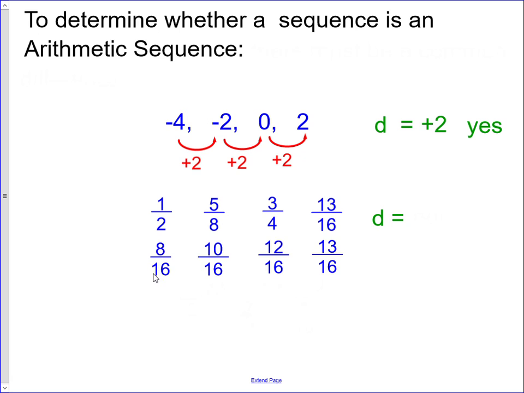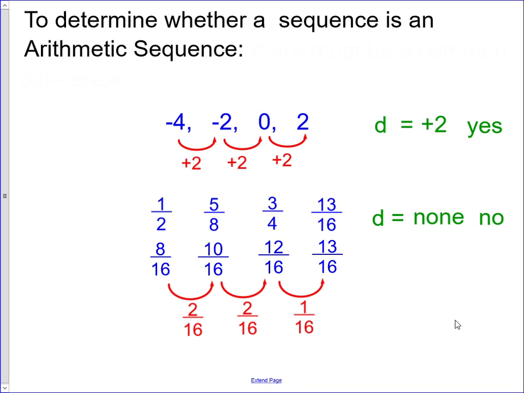Now let's try to find the common difference. From 8/16 to 10/16, it looks like it's increasing by 2/16. We'll check again between 10/16 and 12/16, and again we see that it's gone up by 2/16. Now between 12/16 and 13/16, when we check that, we see that the difference is only 1/16. Therefore, there is no common difference, and that means that this is not an arithmetic sequence.